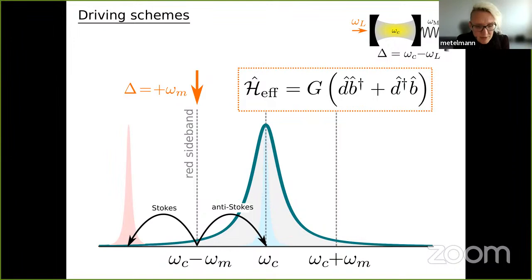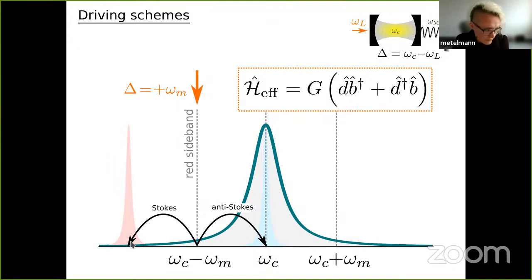processes. So if we drive on the red sideband, we can either scatter up in frequency. This is the dominant process if we cool, because we extract an excitation from the mechanics. Or we can have a Stokes process, meaning we go down. And this is not described by the effective Hamiltonian. This is described by the part we removed. But this process is suppressed in the regime where you can back action cool, as we call it.